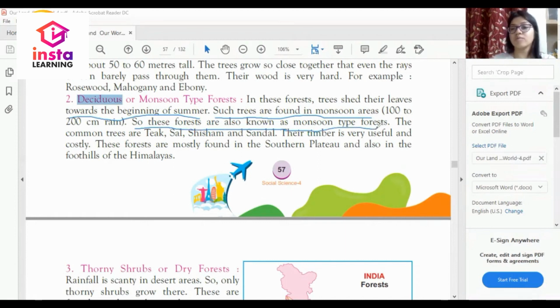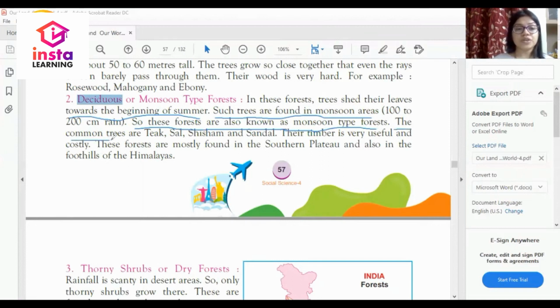What kind of forests are monsoon type forests? In these forests, trees shed their leaves towards the beginning of summer. Such trees are found in monsoon areas. So these forests are also known as monsoon type forest.